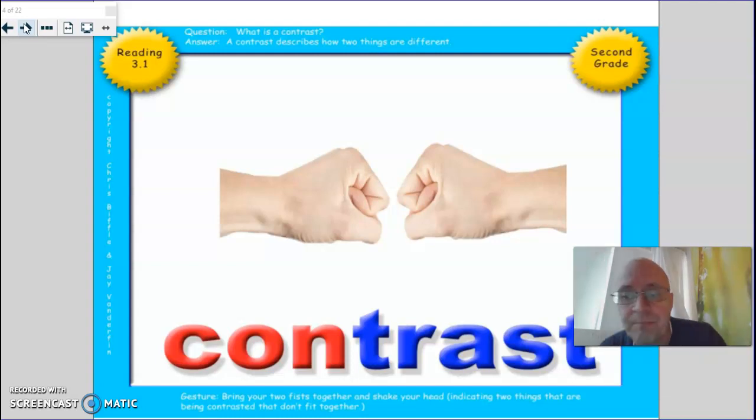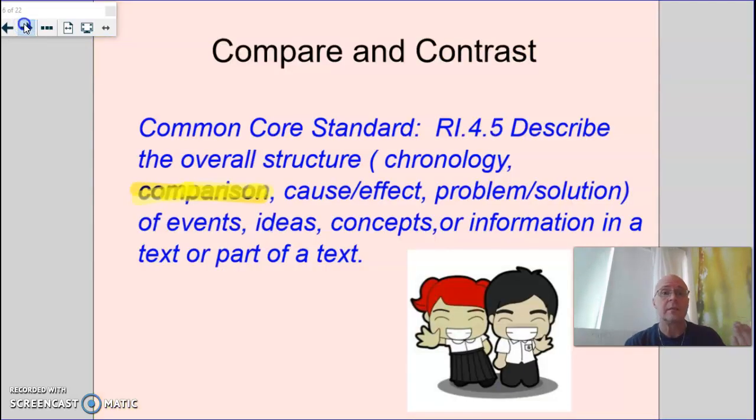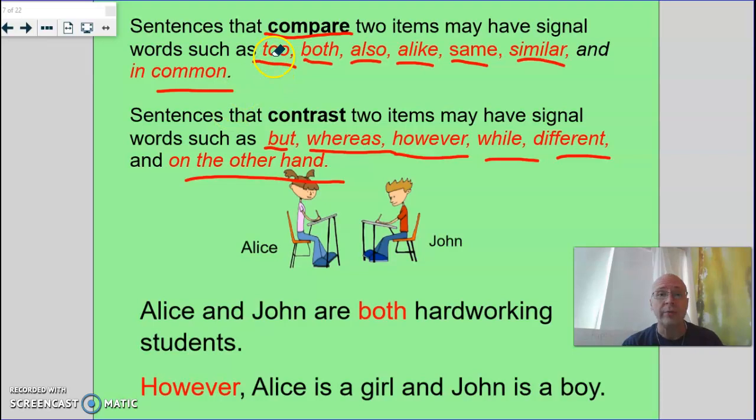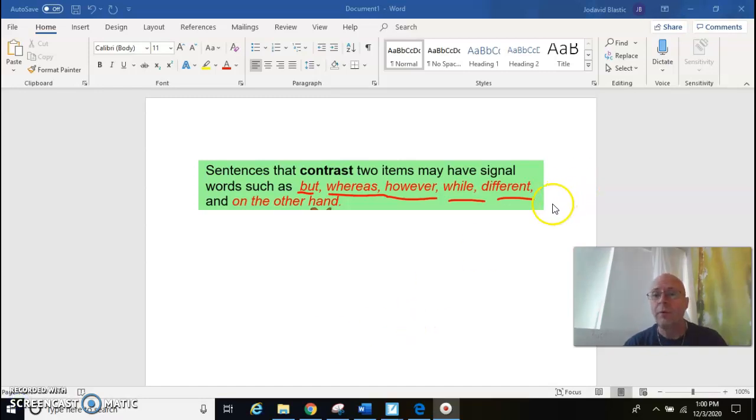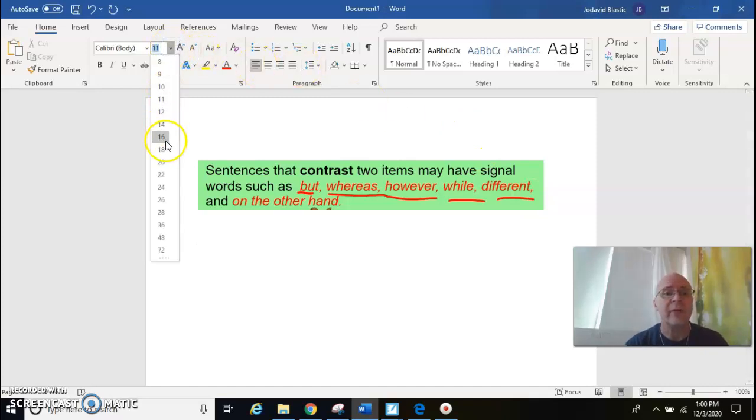Now, yesterday we talked about writing sentences comparing, and we used words like both, too, also, and alike. You have your paper with those written on them. So yesterday we talked about how things are the same. Today we're going to contrast two things in sentences, okay? When two different things or two groups of things are different in some way, you use these words: but, whereas, however, while, different, or on the other hand. So today we're going to practice writing sentences using those words, telling how things are different, okay?